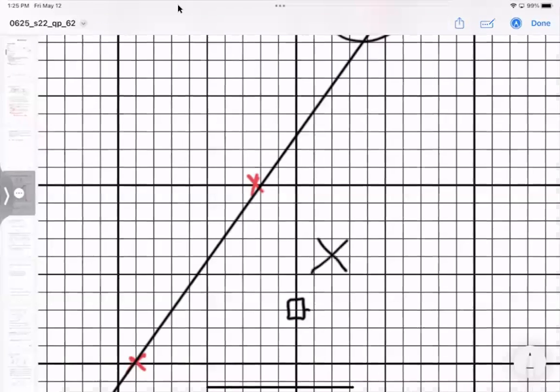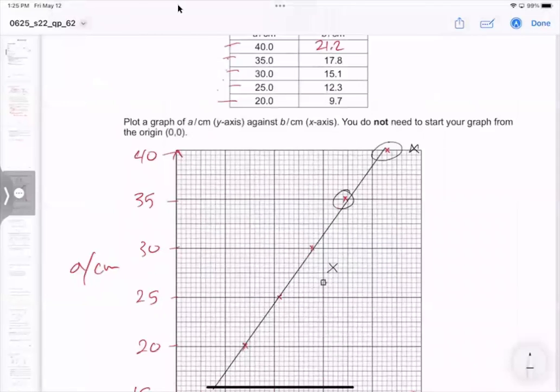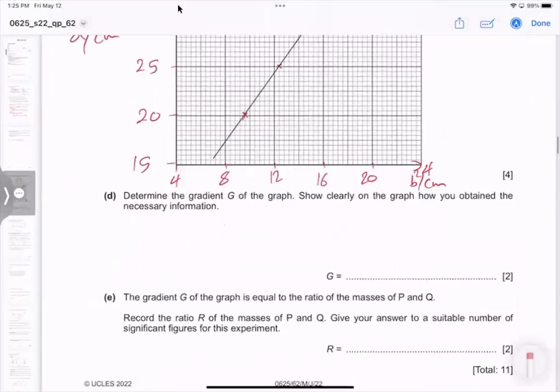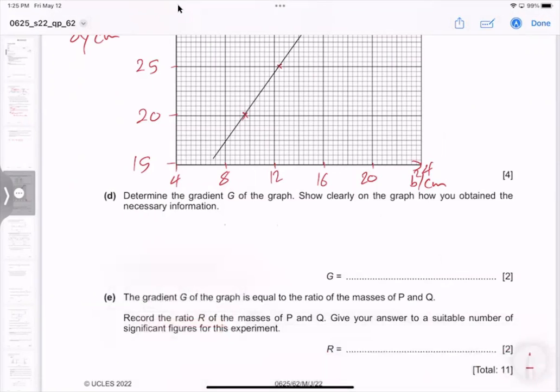Correct? Yes. Yours is like this. When you put it in the normal size, it's like this. Check mine, a little bit smaller than yours. Determine the gradient G. Yes, go ahead.